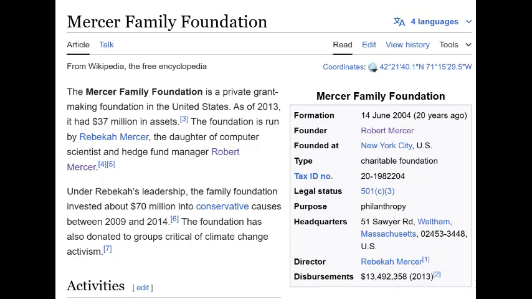Now we have the Mercer Family Foundation, a private grant-making foundation in the United States. As of 2013, it had $37 million in assets. As we know, grants are a very effective vehicle to take things over and to conquer and occupy. The foundation is run by Rebecca Mercer, the daughter of computer scientist and hedge fund manager Robert Mercer. Like I said before, most of this stuff goes through the females in the mix-up, right? Not the males. It transfers through the females. You might have a male who controls the mark, but it will always go through a female. Which relates, of course, to that act on mental deficiency and the ability to take over an estate. Under Rebecca's leadership, the Family Foundation invested about $70 million into conservative causes between 2009 and 2014. The foundation has also donated to groups critical of climate change activism.